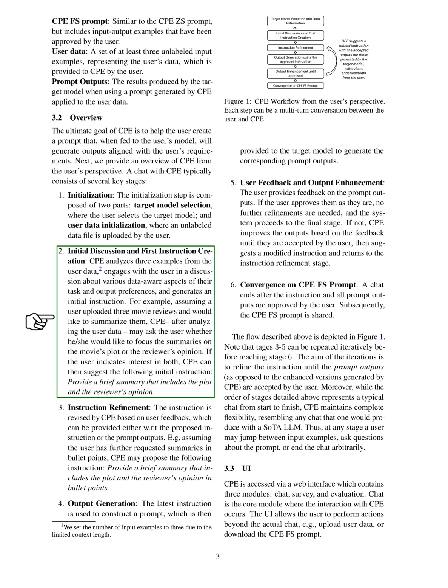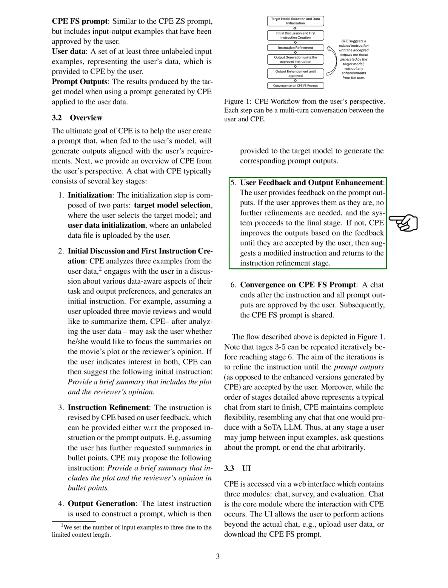3. Instruction refinement. We revise the instruction based on user feedback, which can relate to the proposed instruction or the outputs. For example, if the user wants bullet points, we might adjust the instruction accordingly. 4. Output generation. We use the latest instruction to create a prompt for the target model, generating the corresponding outputs. 5. User feedback and output enhancement. The user reviews the outputs. If they approve, we move on. If not, we refine the outputs based on their feedback and suggest a modified instruction, returning to the refinement stage.